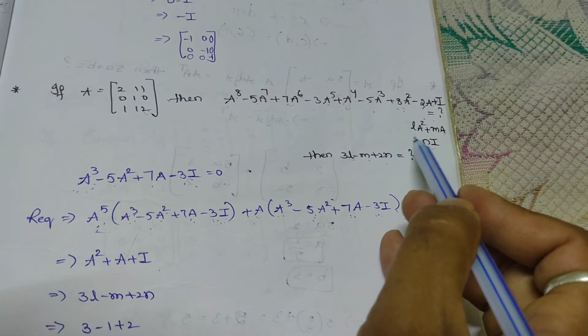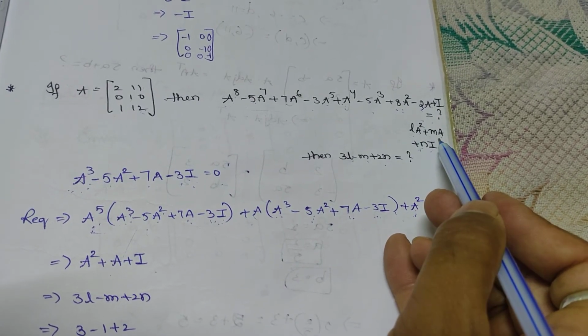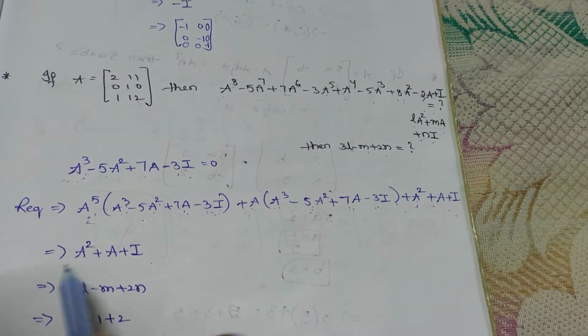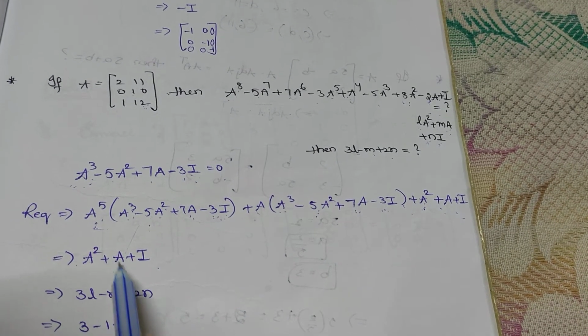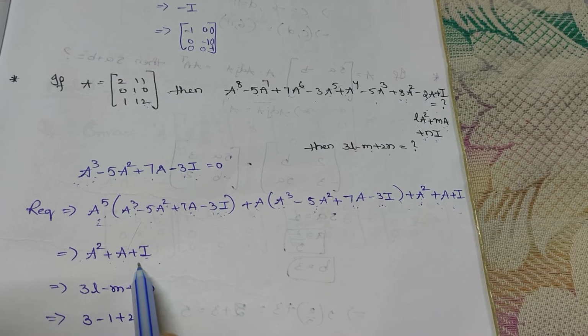So this is nothing but a square plus a plus I. That means the coefficient of a square is L, the coefficient of a is M, and the coefficient of I is N. So the coefficient of a square is 1, the coefficient of a is 1, the coefficient of I is 1. So L is equal to M is equal to N is equal to 1.